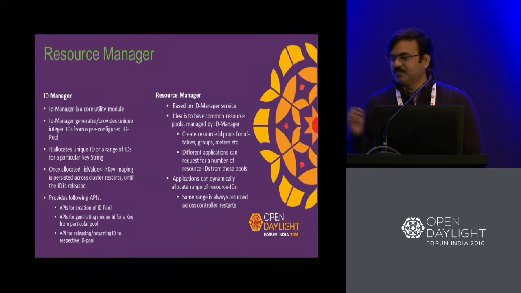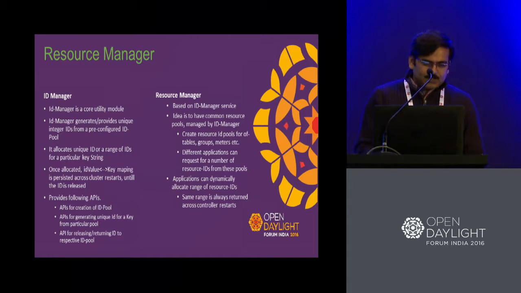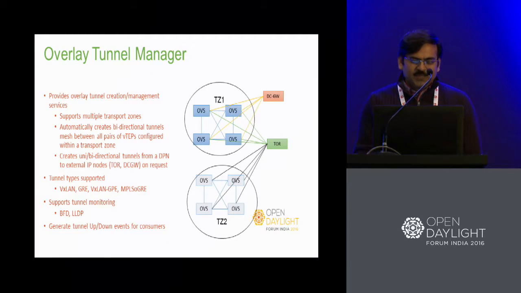So services can query: give me a tunnel between these two endpoints, and the tunnel manager will return the corresponding interface. Services can go and bind services to it and pull the packet from that tunnel. Currently we support VXLAN, GRE, VXLAN GP, and MPLS over GRE tunnels, and we provide tunnel monitoring using BFD and LLDP.